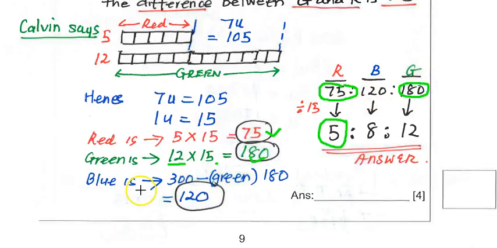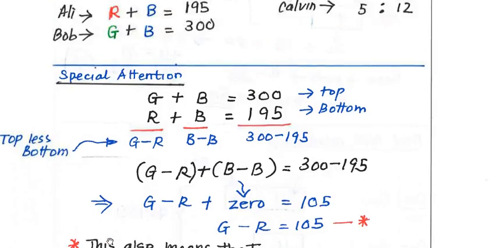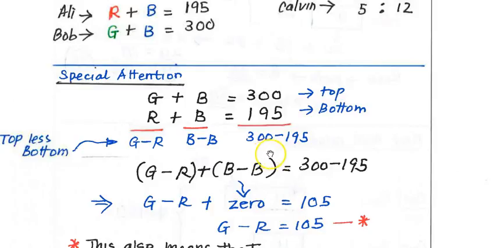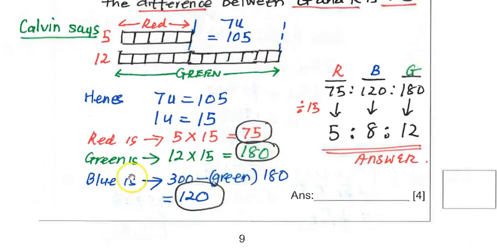And the next one is blue. 300 minus green gives you this. Can you see? I'm going to show you up here. 300 minus green gives you blue. Look here. So 300 minus green, which is 180, gives you blue, 120. So you have this 75, 120, 180. You divide all by 15. Right? You should get 5:8:12.